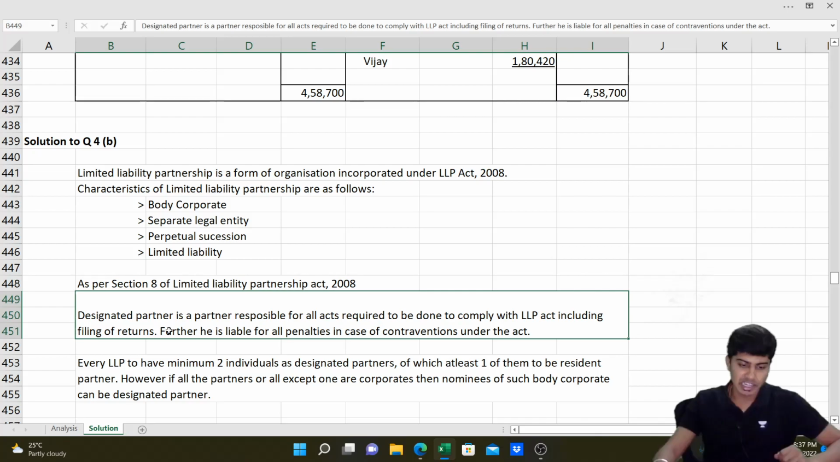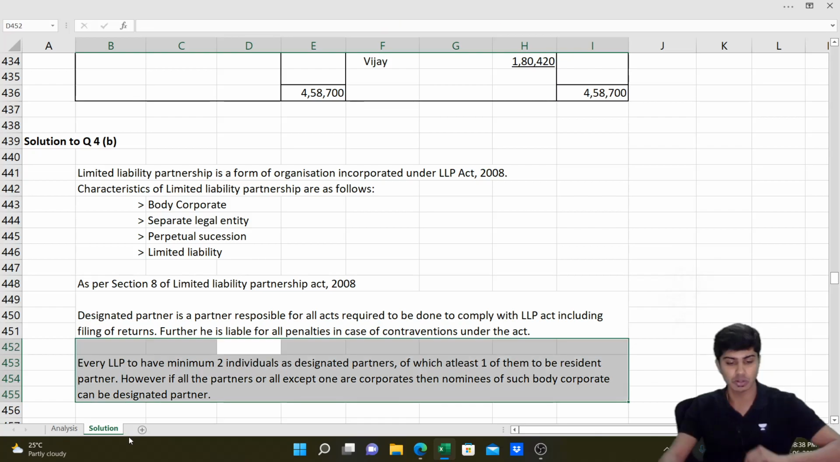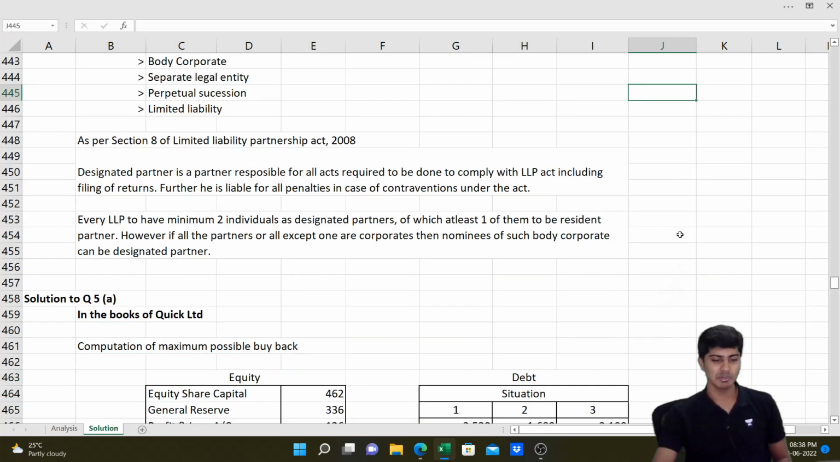See, every LLP is to have a minimum of two individuals as designated partners, of which at least one of them is to be a resident partner. One of them should be resident also. However, if all partners or all except one are corporates, then the nominees of such body corporates can be designated partners. Very easy question with regard to question number 4.